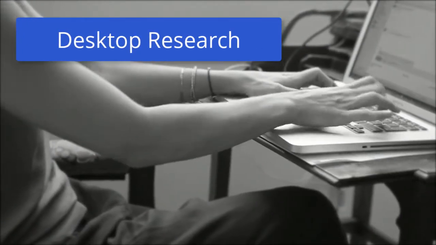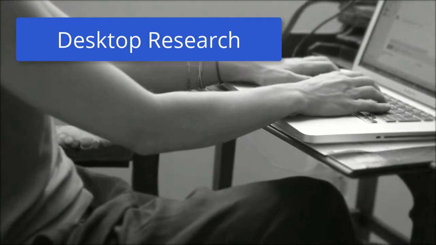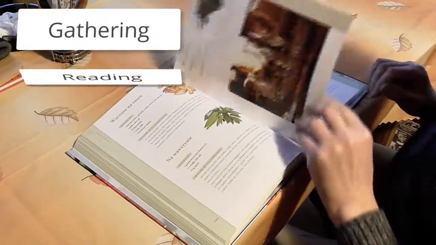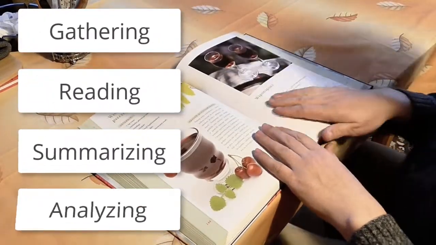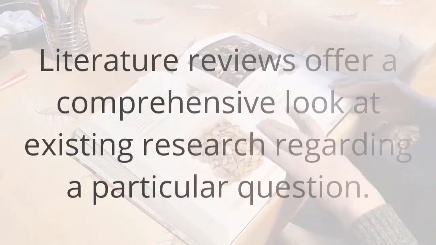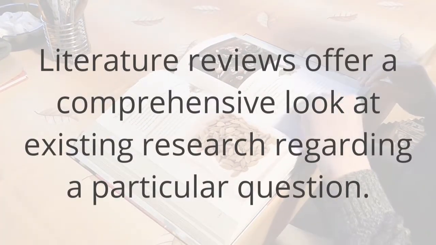Desktop research is done at your computer or library. Desktop research can include literature reviews or environmental scans. Literature reviews involve gathering, reading, summarizing, and analyzing relevant journal articles and technical reports. Literature reviews offer a comprehensive look at existing research regarding a particular question.